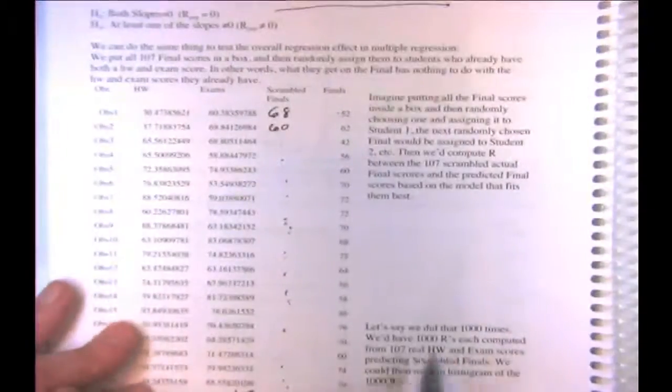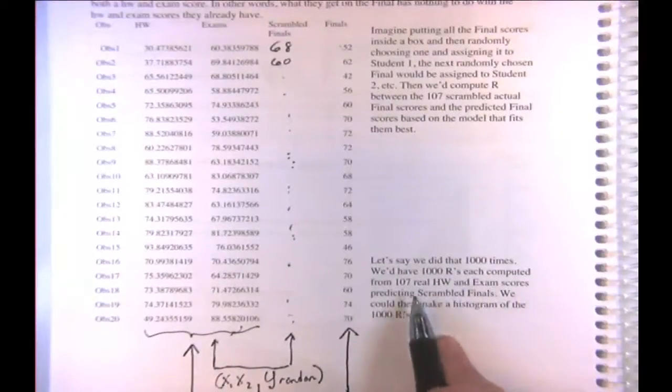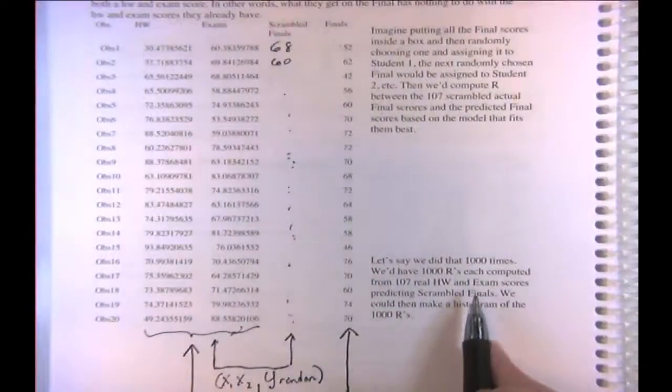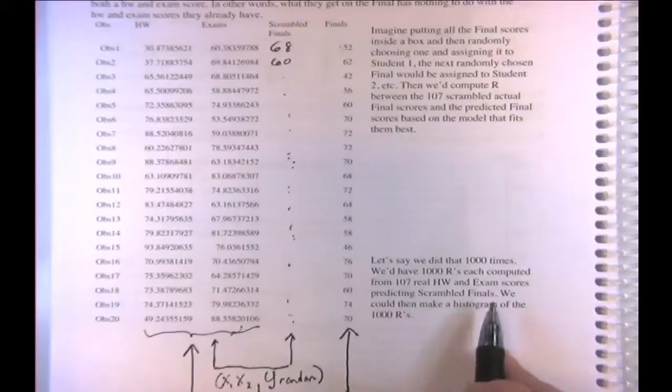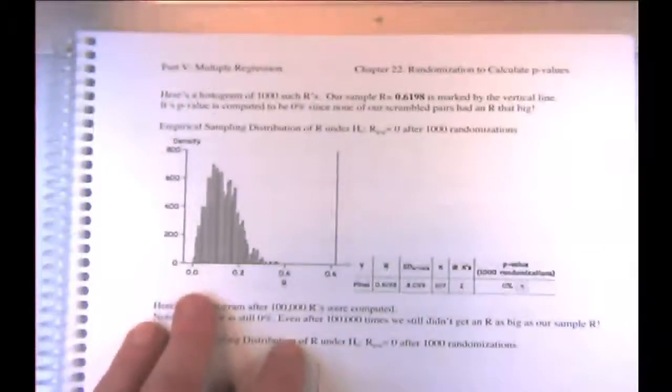And so we do this. Let's say we did that 1,000 times. Then we have 1,000 R's, each computed from 107 real homework and exam pairs, predicting these scrambled finals, and then we can make a histogram of that, the empirical histogram of that, and that's what we did. That's what we can do. Let's go to the computer and do it.